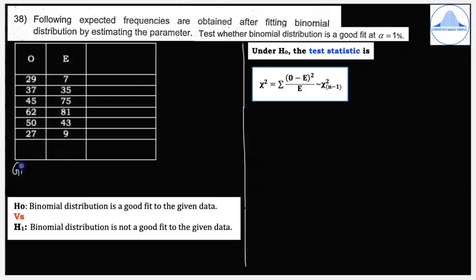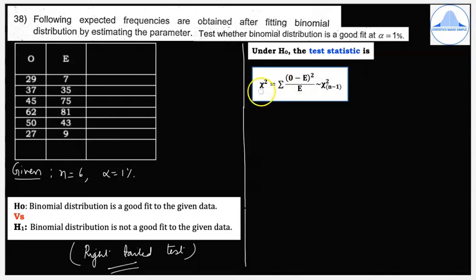So the first step is we will write given n is equal to 6 and alpha is equal to 1%. Next, write H0: binomial distribution is a good fit to the given data, versus H1: binomial distribution is not a good fit to the given data. The problem is based on the chi-square test of goodness of fit, and remember that this test is a right-tailed test. So the alternative is right-tailed. This is important.